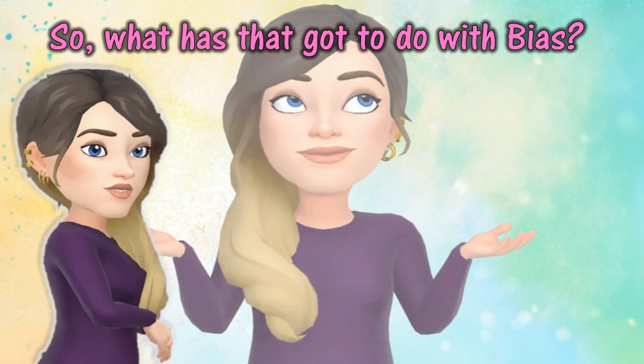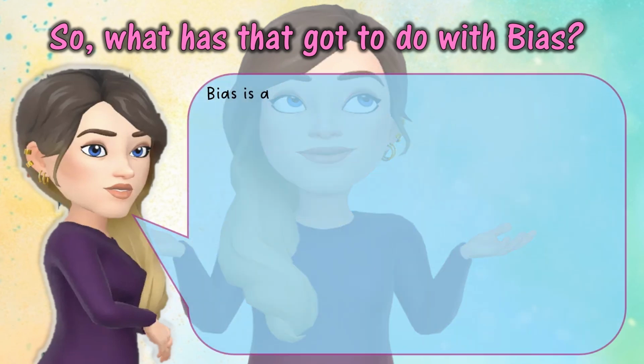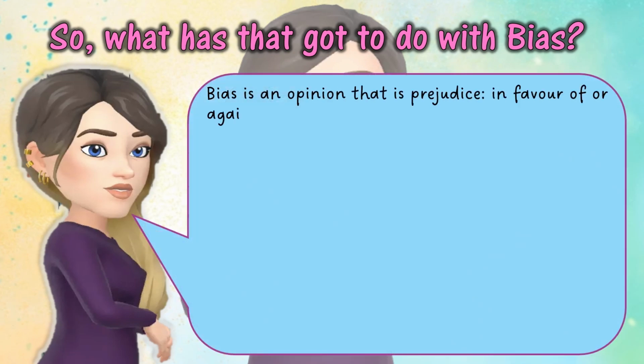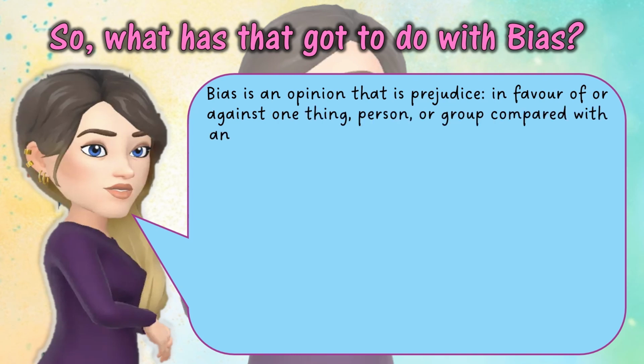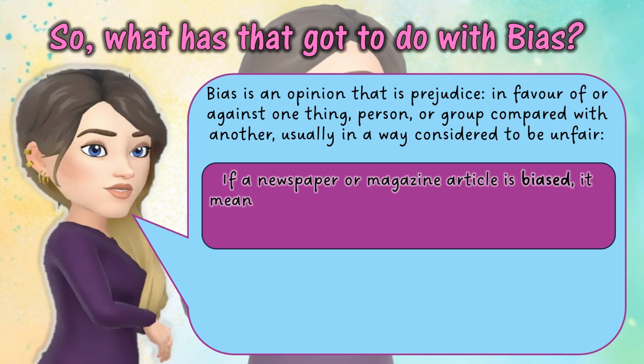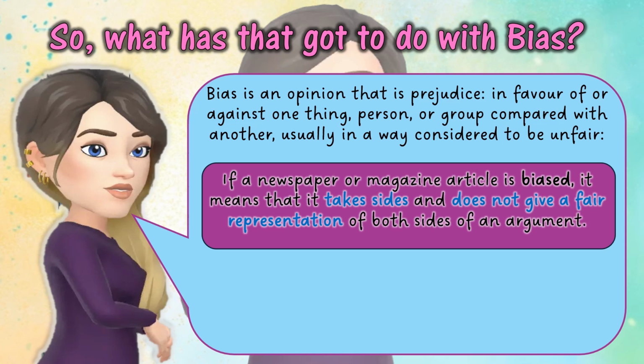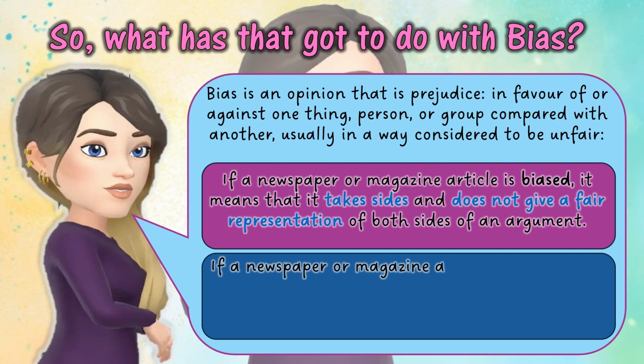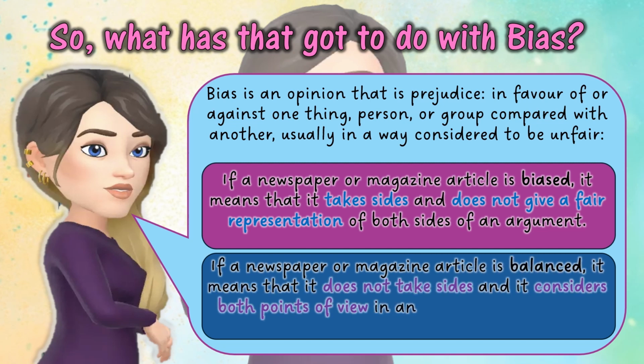So what has that got to do with bias? Well, bias is an opinion that is prejudiced in favour of or against one thing, person or group compared with another, usually in a way considered to be unfair. If a newspaper or magazine article is biased, it means that it takes sides and does not give a fair representation of both sides of an argument. If a newspaper or magazine article is balanced, it means that it does not take sides and it considers both points of view in an argument or situation equally.